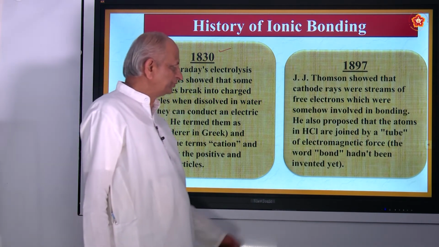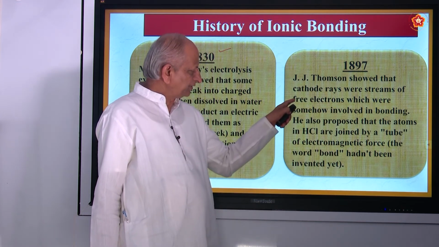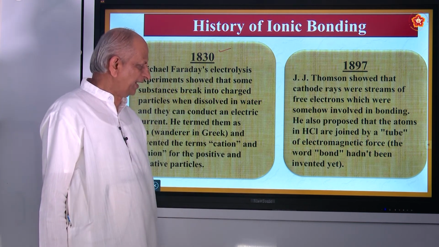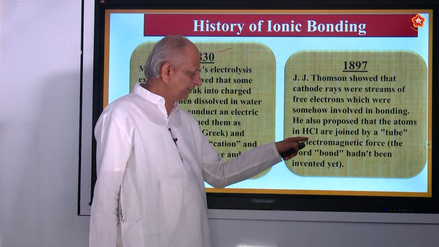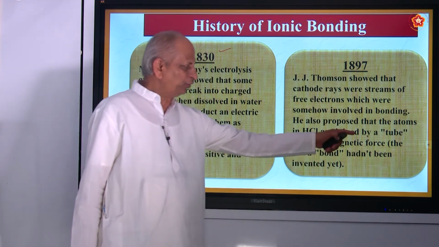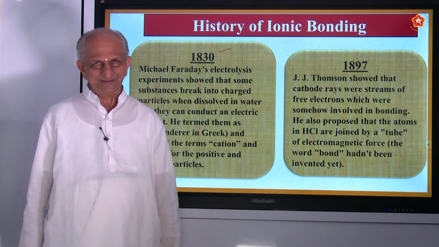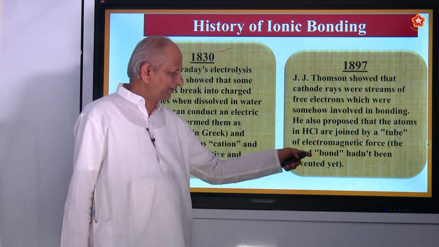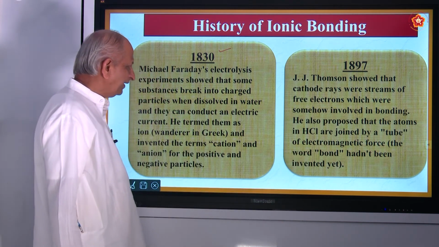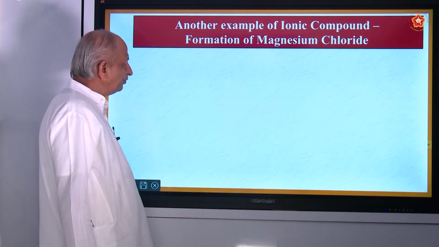In 1897, it was Thomson who discovered the cathode rays. So we have streams of free electrons which were somehow involved in bonding. He also proposed that the atoms in hydrogen chloride are joined by a tube of electromagnetic force. So they were using the word tube then. Later on they are called bonds. Okay. So in NaCl, in KCl and all that, they have got a kind of bond. He named it tube. It was J.J. Thomson. Okay. So one more example.